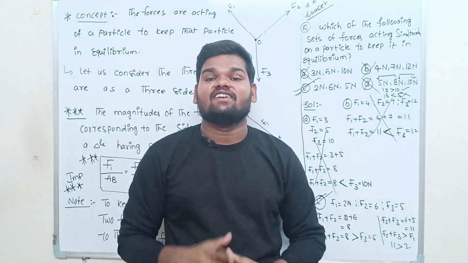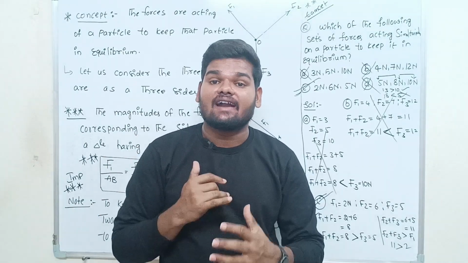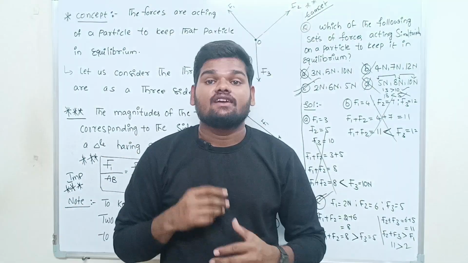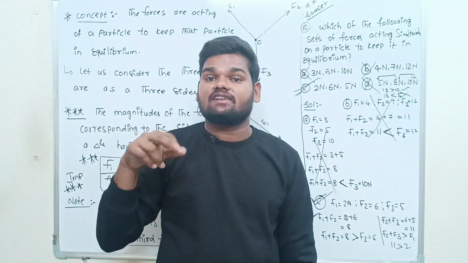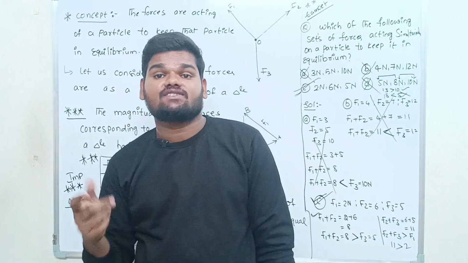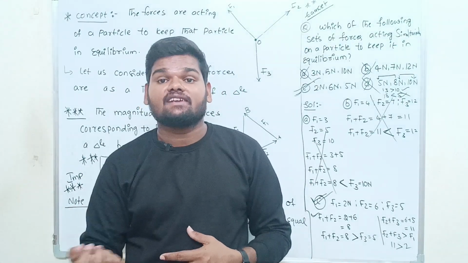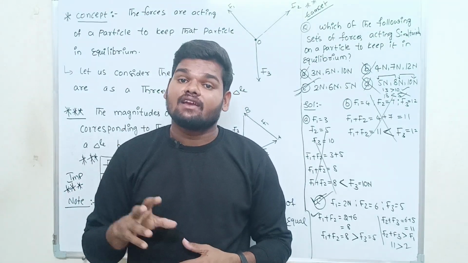Right. So this is the end of today's lecture. I hope that you enjoyed this lecture and you understood the concept of the triangle law of vector addition. So practice all these things. We got the formula for addition of two vectors: R bar is equal to under root of a square plus b square plus 2ab cos theta. And we got the formula for the direction of the resultant vector: tan alpha is equal to b sin theta by a plus b cos theta.